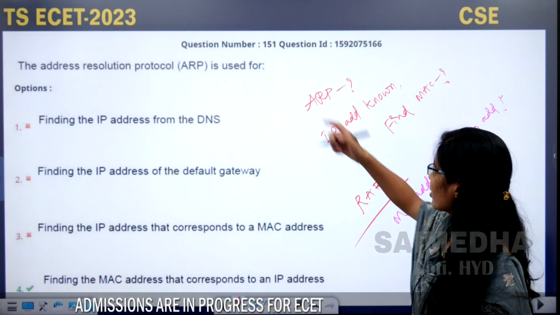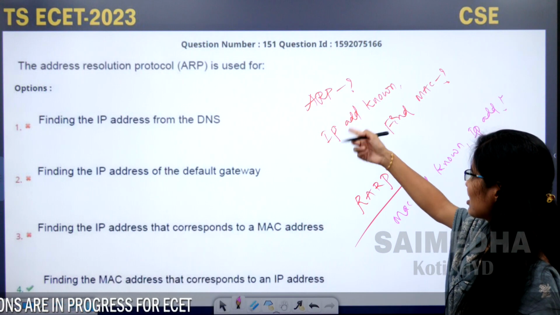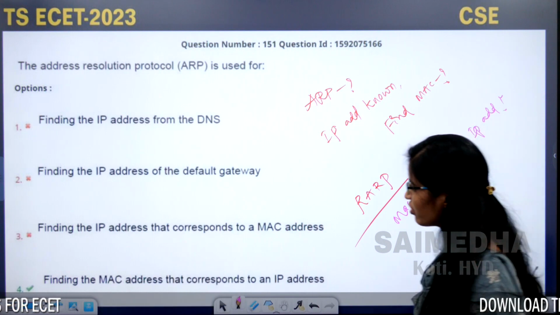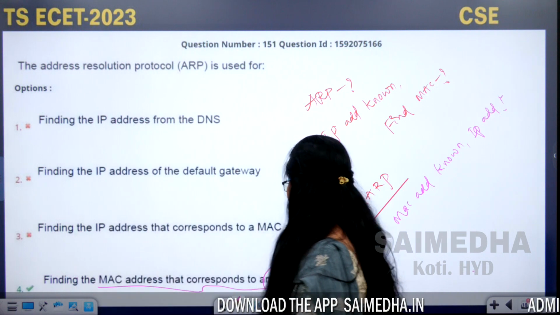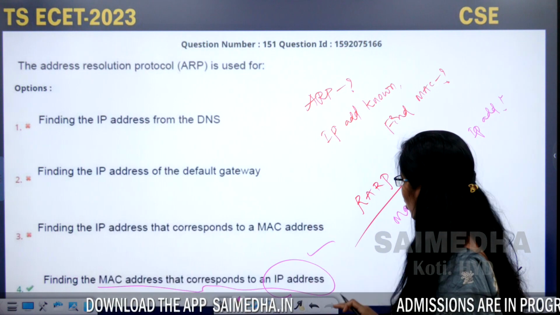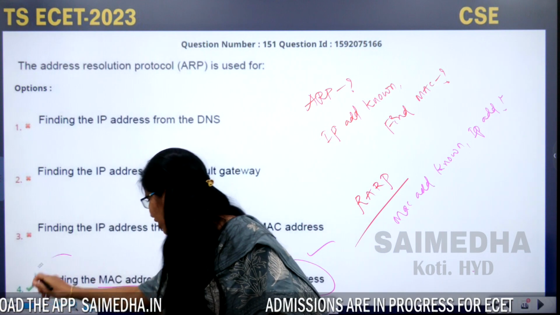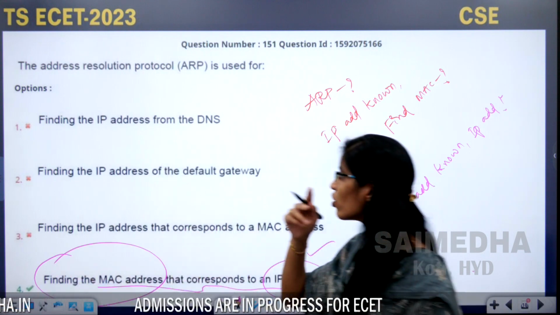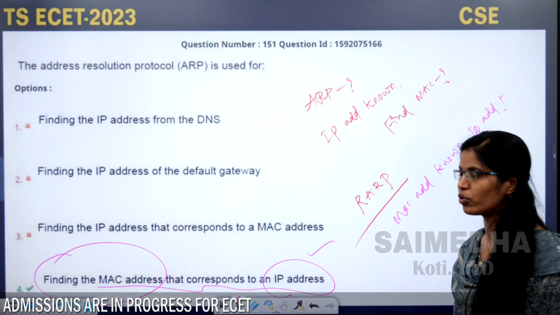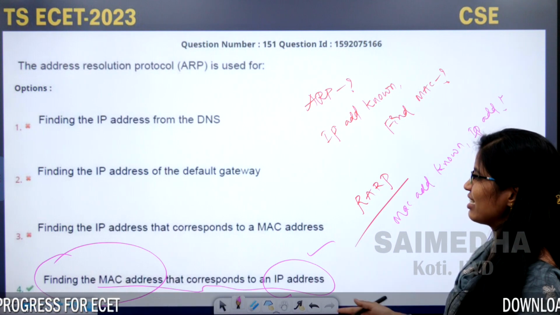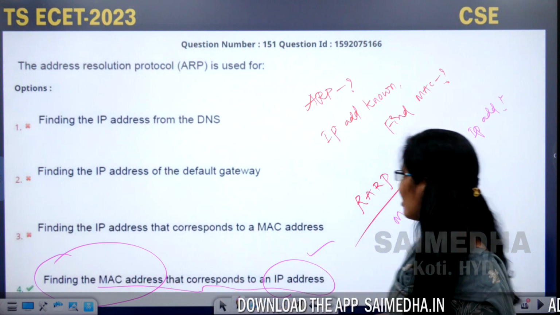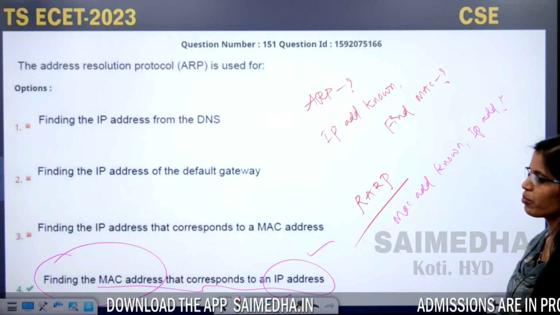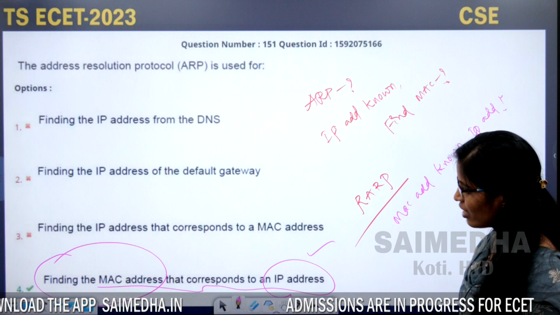So here they are asking about ARP, address resolution protocol. What is the main function of this? Finding the MAC address that corresponds to the IP address. It means the IP address is already known and we find the MAC address. In this scenario, we use the address resolution protocol. Suppose the question asked is: MAC address is already known, find the IP address. In that case, we use the RARP protocol. So the answer is the fourth one.